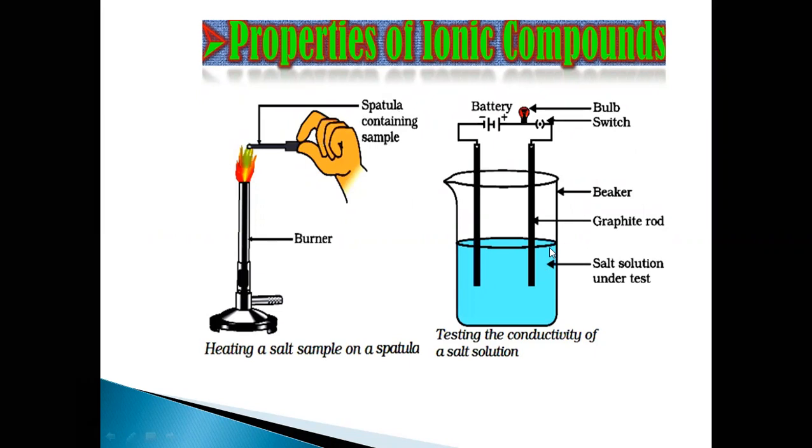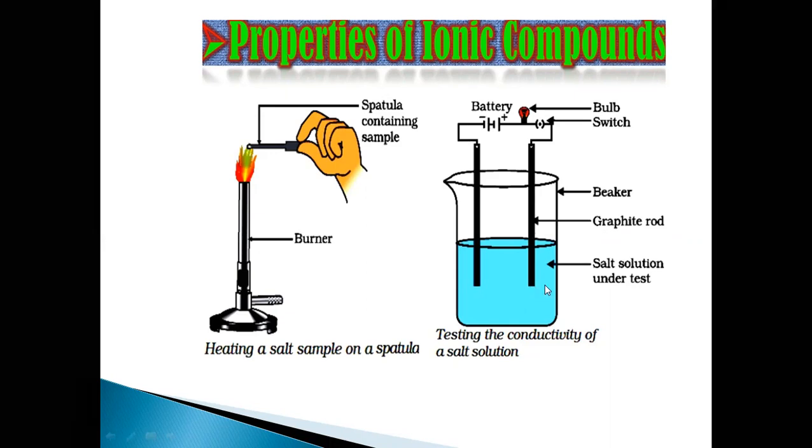Here they have taken the salt in solution form. That salt solution is under test, dissolved over here, and graphite is the electrode. This graphite acts as both cathode as well as anode. See here, this one is a positive electrode and this one is a negative electrode. Positive electrode means what? Anode. And this one is a negative electrode, so it means what? Cathode.